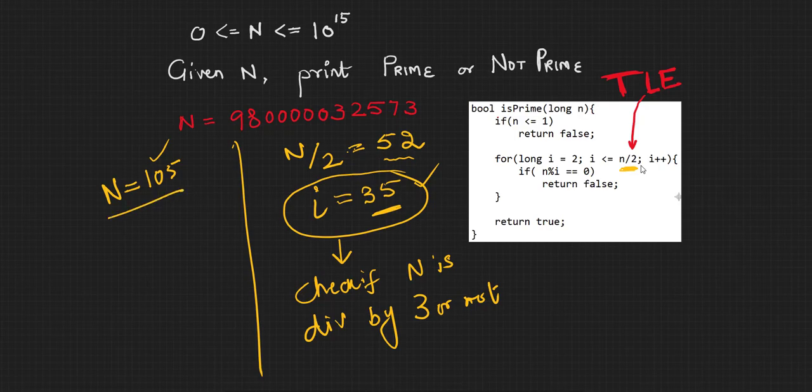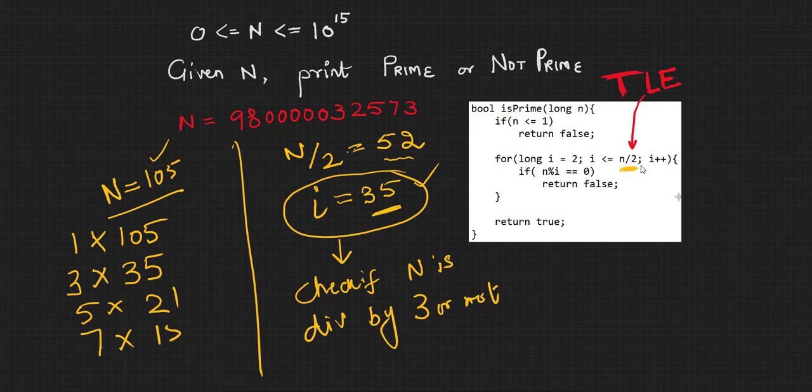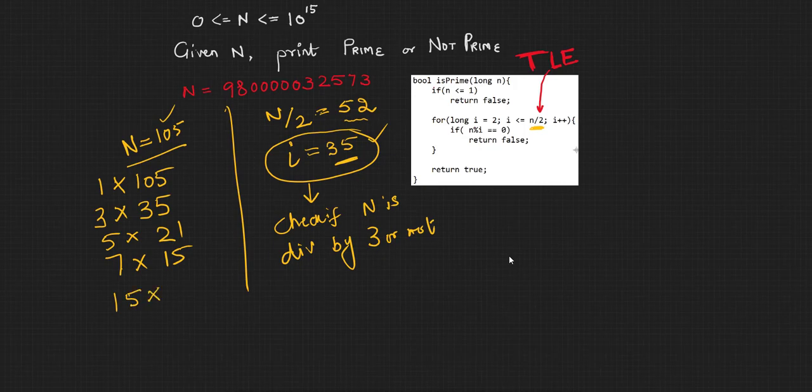Let's try to express n as a multiplication of two factors. So n can be written as 1 into 105. That is the first way. Second way is 3 into 35, because 105 is 35 into 3. Next is 5 into 21. Next is 7 into 15. Next number that divides is 15, 15 into 7. Then it will be 21 into 5. Then next will be 35 into 3. And last will be 105 into 1.